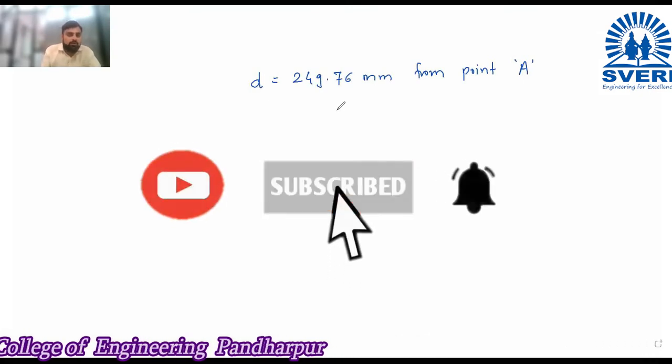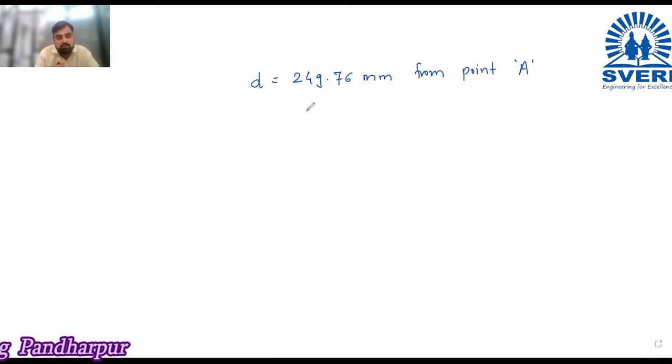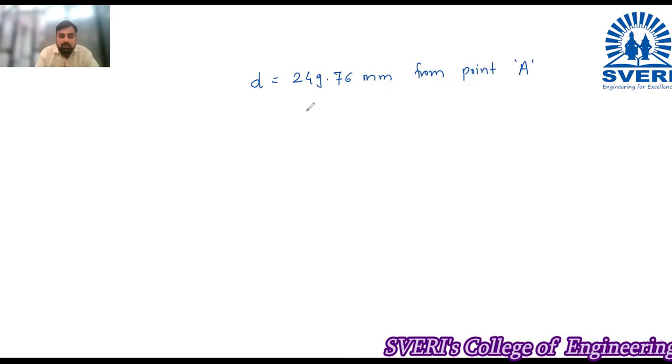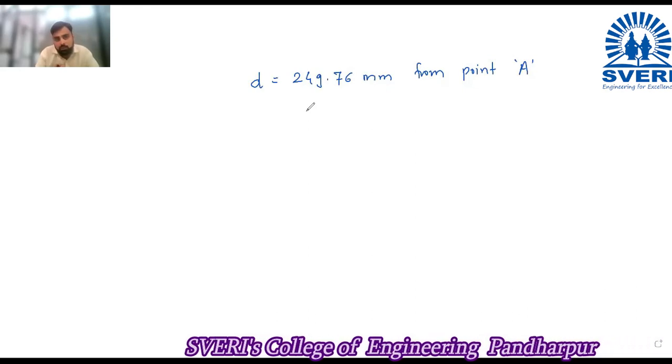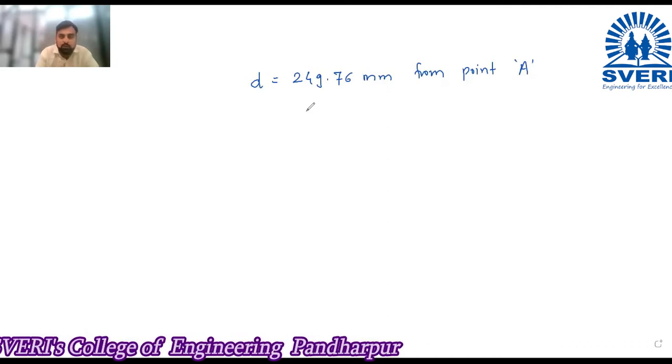Now first of all we will decide. Now we know the value of d. d means what? It is the shortest distance of the resultant from point A. So we have got the distance of the resultant from point A. Now we have to think that, see, the resultant can rotate about point A in the clockwise direction as well as in the anti-clockwise direction. So we need to fix that.